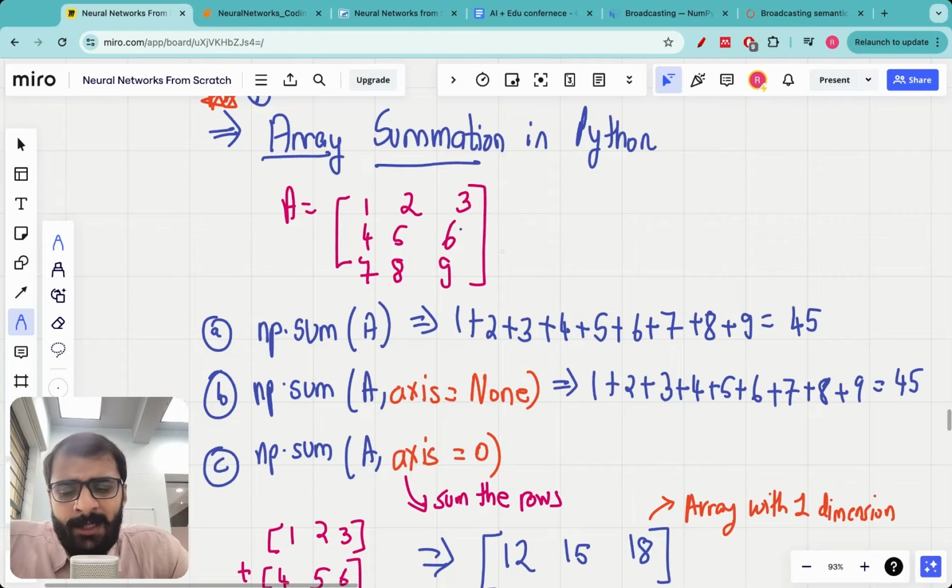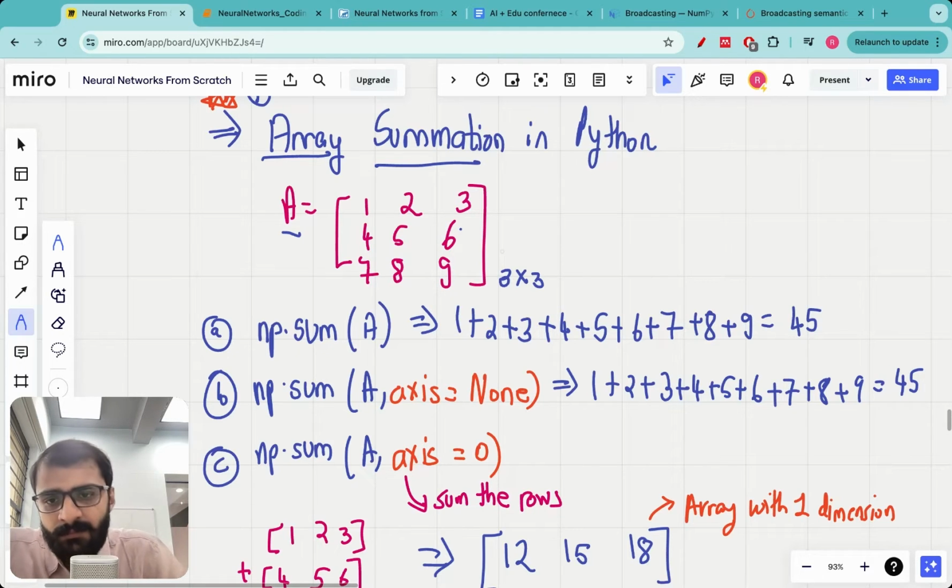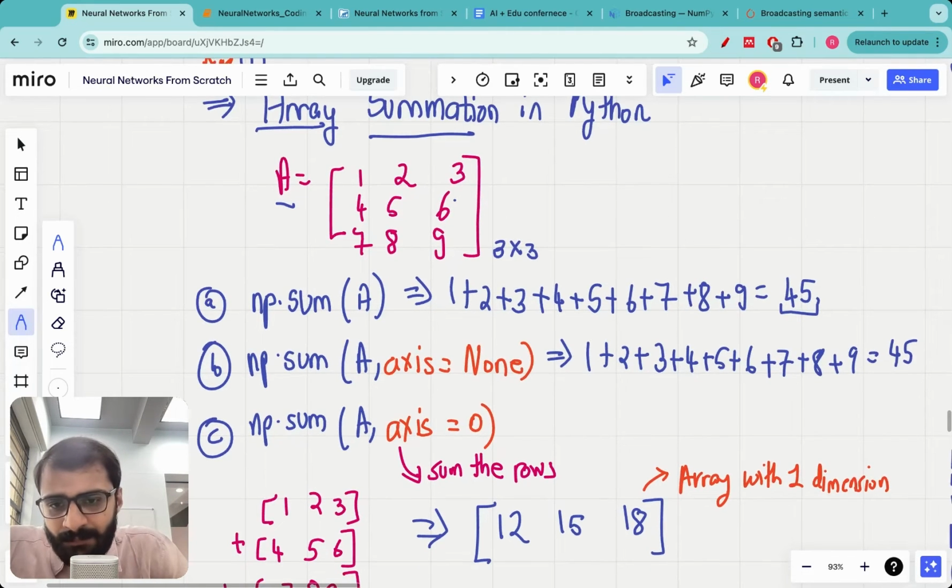Okay, so let's say we have an array as is given here, A, which has three rows and three columns, and I'm going to show you different summation commands in Python and the differences between them. First of all, if you just use np.sum of array A, it will just sum up the different elements of this array: 1 plus 2 plus 3 plus 4 plus 5 plus 6 plus 7 plus 8 plus 9, and the resulting answer will be 45. So that's the simplest way to sum this array.